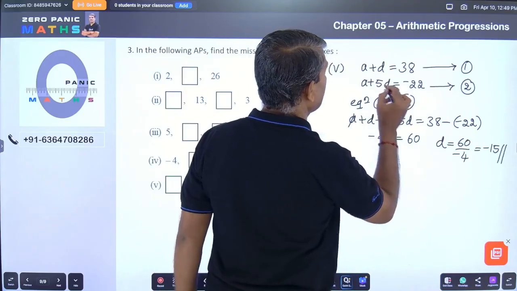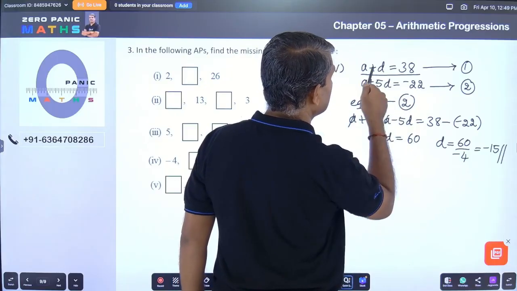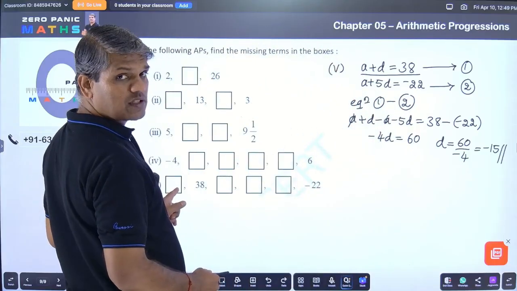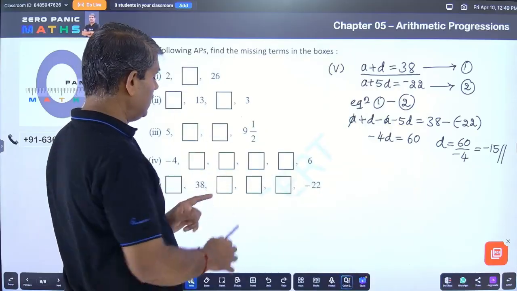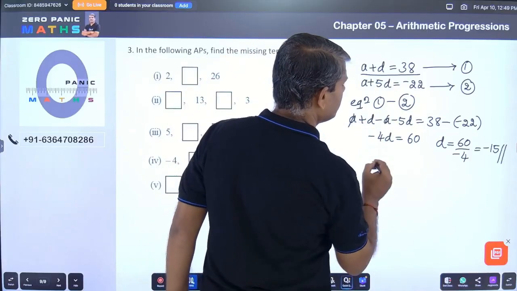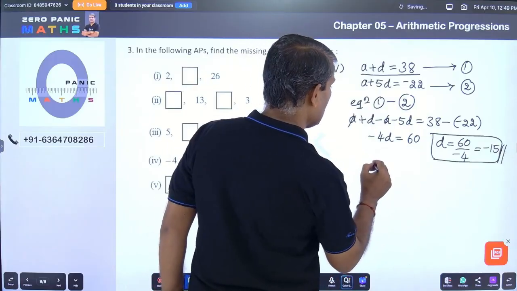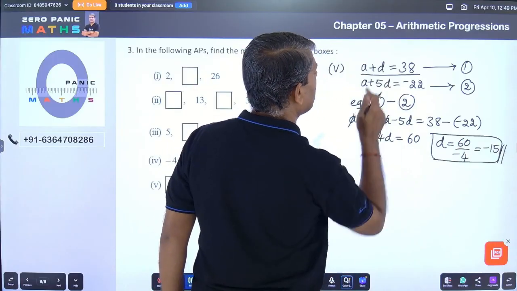With d given as minus 15, substitute that into the first equation to get the value of a. That will get you the first term, so that you can substitute the other values easily. Okay, so we know what d is. d is minus 15. So substitute that into equation 1.